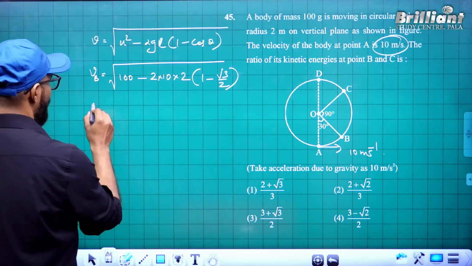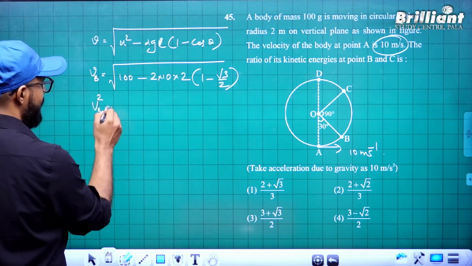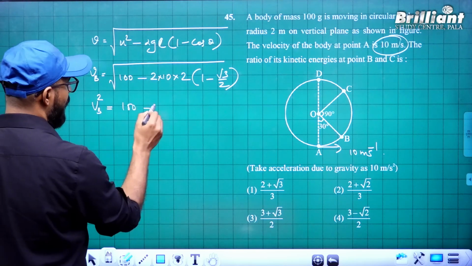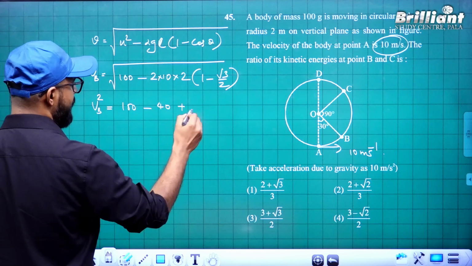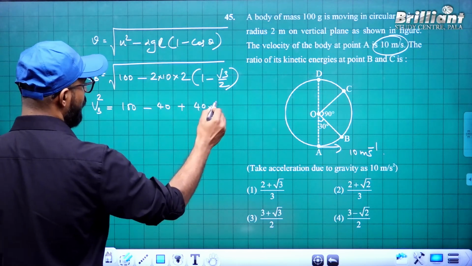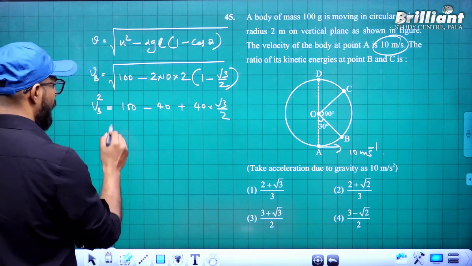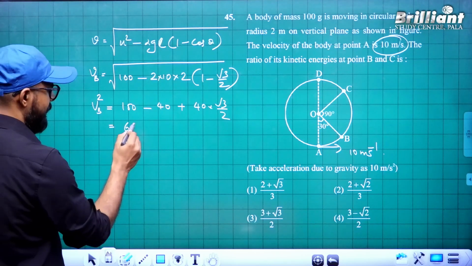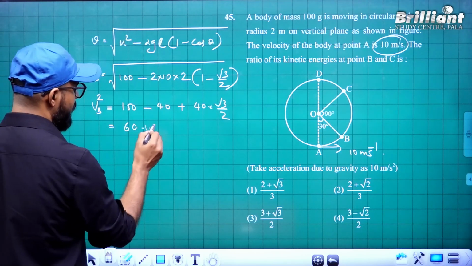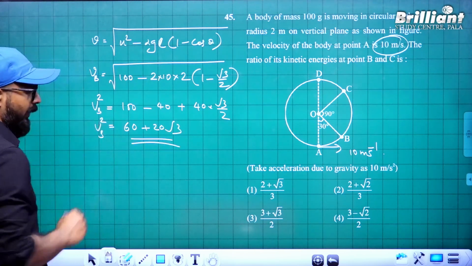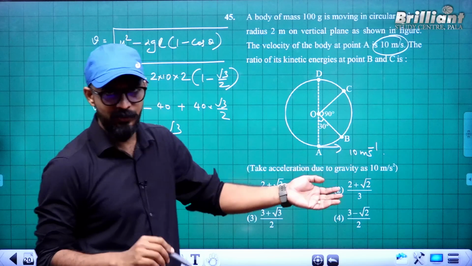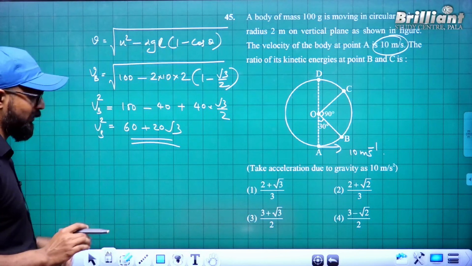So VB square is equal to 100 minus 40 plus 40 into root 3 by 2. Here I will end up with the answer 60 plus 20 root 3. This is VB square. Because I need kinetic energy, I am okay with taking it as VB square.